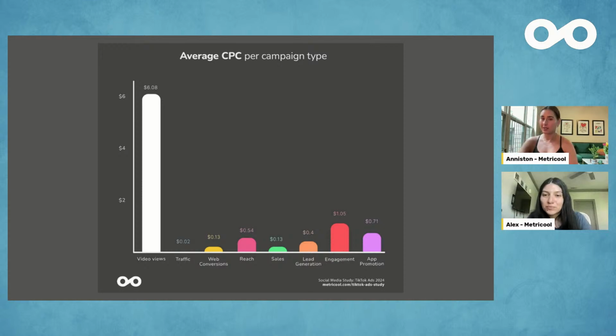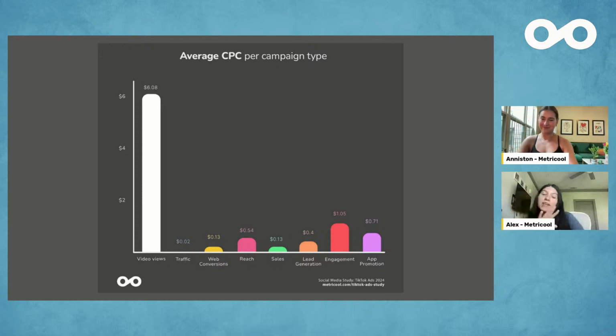of $4, which, the total average CPC was 22 cents. So, oh, sorry, it's not 4, it's $6. That's crazy. Yeah. So that's a very expensive campaign compared to traffic campaigns, which have an average CPC of 2 cents.